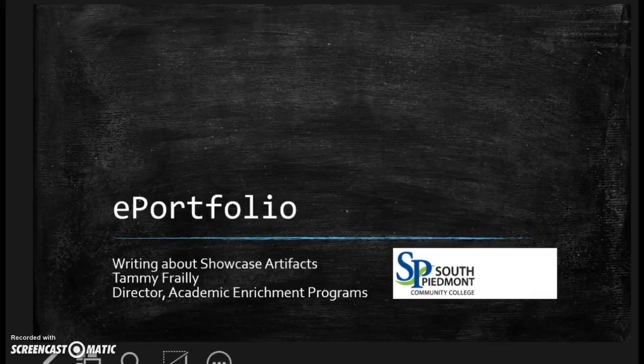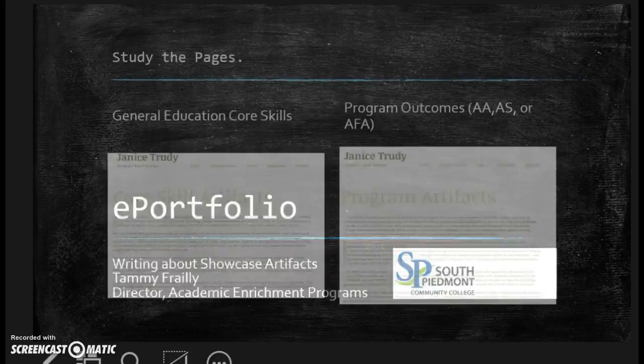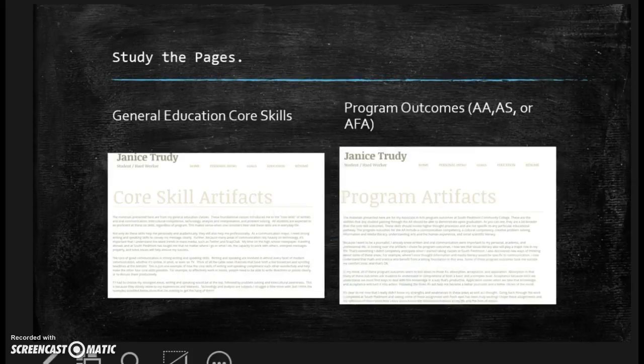Good afternoon, this is Tammy Fraley, and I'd like to talk to you about writing reflections, that is, writing about showcase artifacts this afternoon. First of all, I'd like for you to look at the General Education Core Skills page with me and the Program Outcomes page. You can find samples of these pages on the SPCC ePortfolio website. These two pages are in the faculty example that faculty created for students.